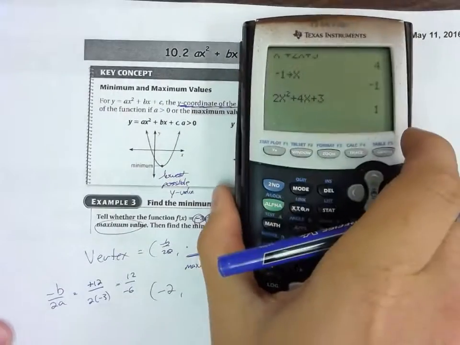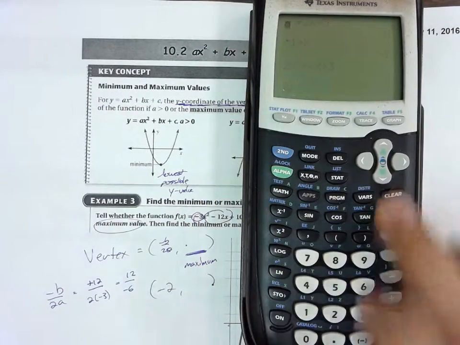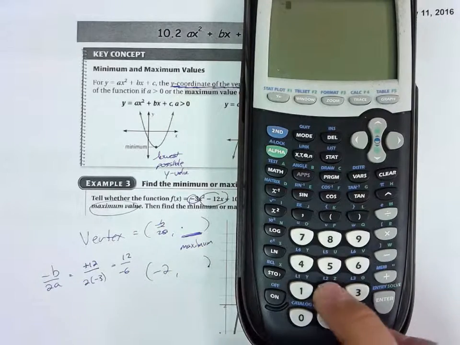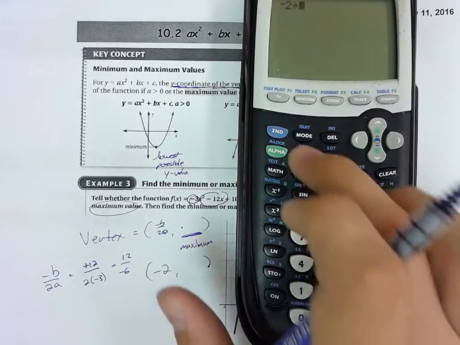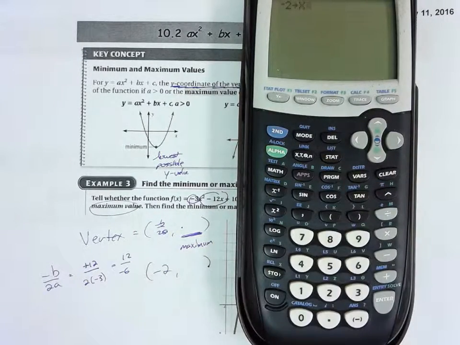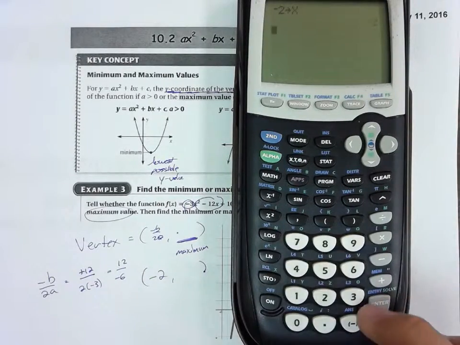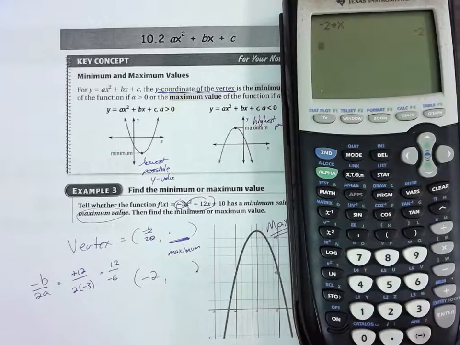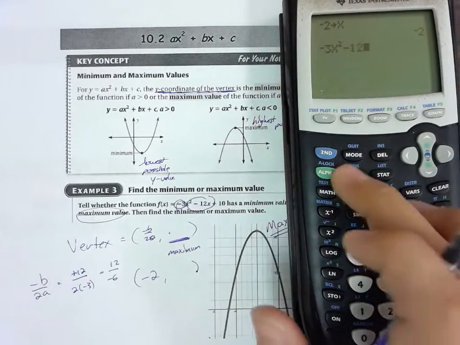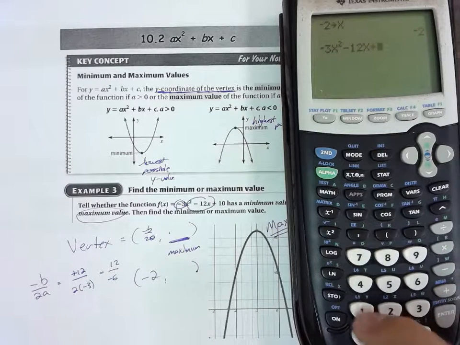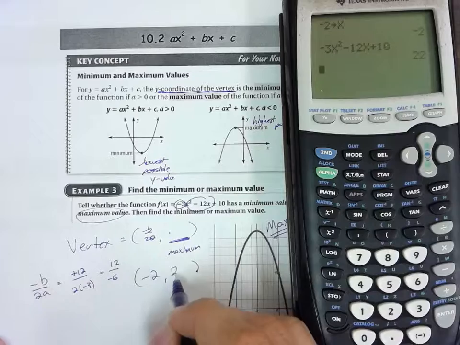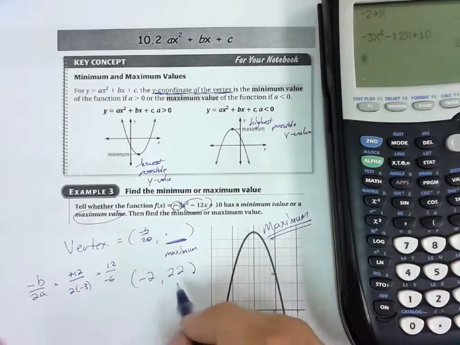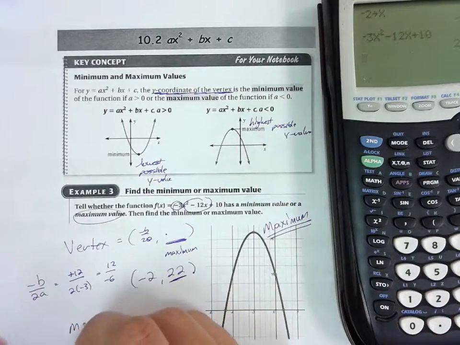So I'm going to get my calculator. I'm going to store a negative 2 for x this time. And then we've got, let's see here, negative 3x squared minus 12x plus 10. 22. So the maximum value is 22.